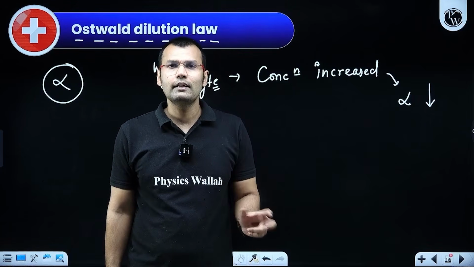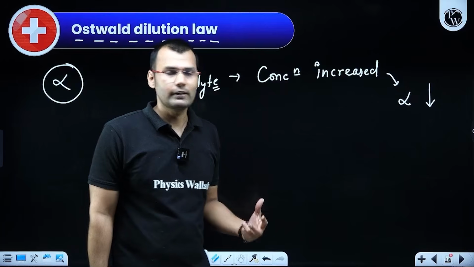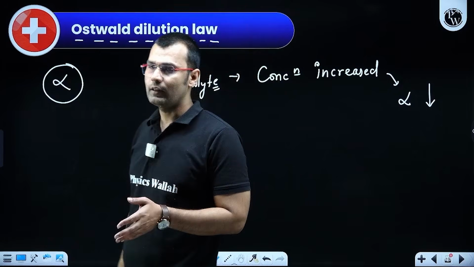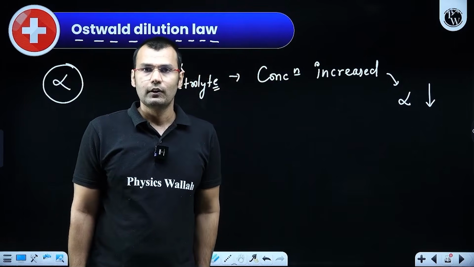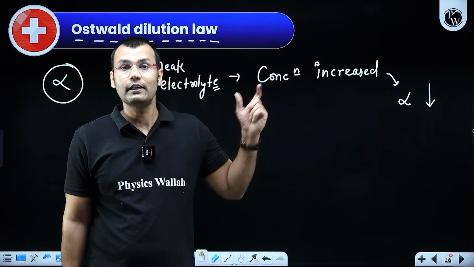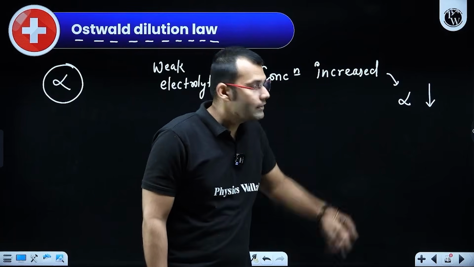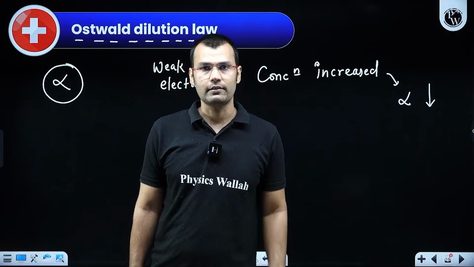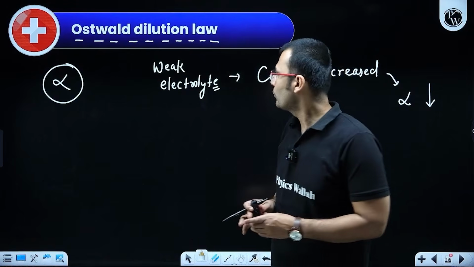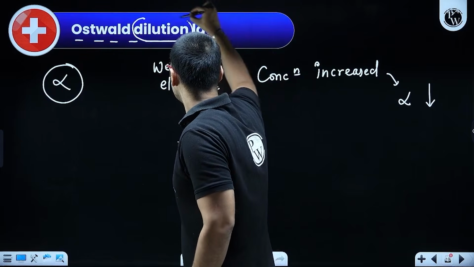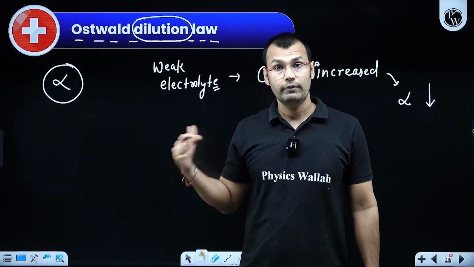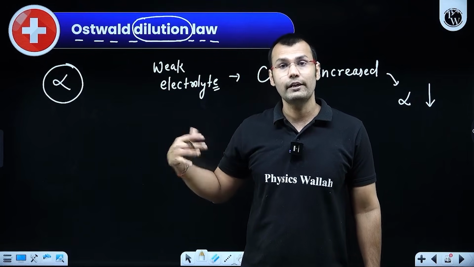You can say the same thing in another way, if you talk about dilution. Dilution means increasing the amount of solvent, right? Increasing the amount of water without changing the amount of solute. If you do dilution, the concentration will decrease, and if concentration decreases, the degree of dissociation will increase. That's the overall logic of Ostwald dilution law, right? Ostwald dilution law means with dilution the degree of dissociation of a weak electrolyte will increase. With dilution you will have more and more dissociation.